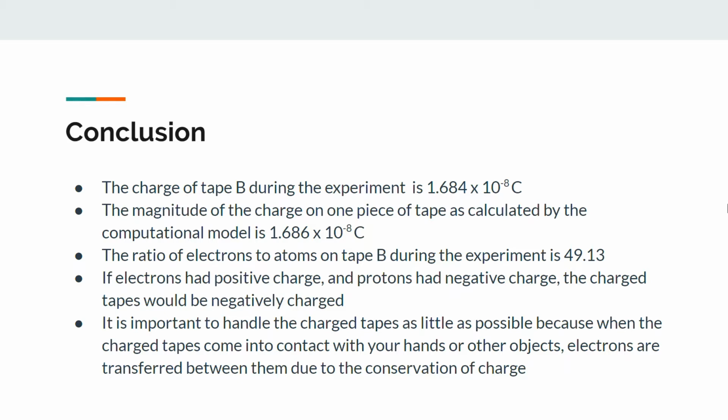If electrons had positive charge and protons had negative charge, the charged tapes would be negatively charged instead of positively, although two U-tapes would still be repelled by one another. It is important to handle the charged tapes as little as possible because when the charged tapes come in contact with your own hands or other objects, electrons are transferred between them due to conservation of charge.